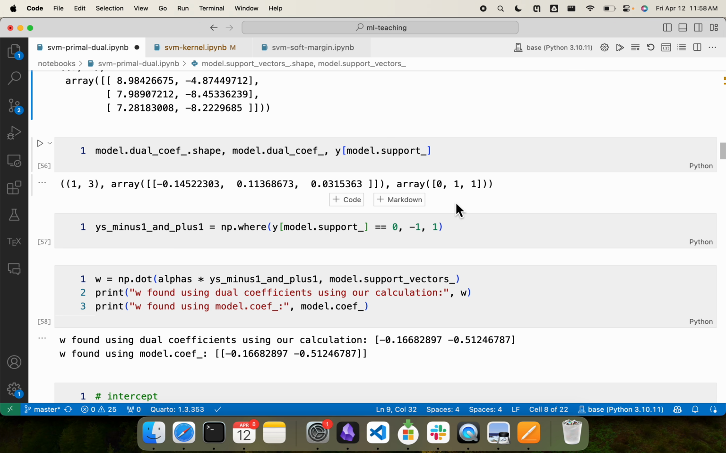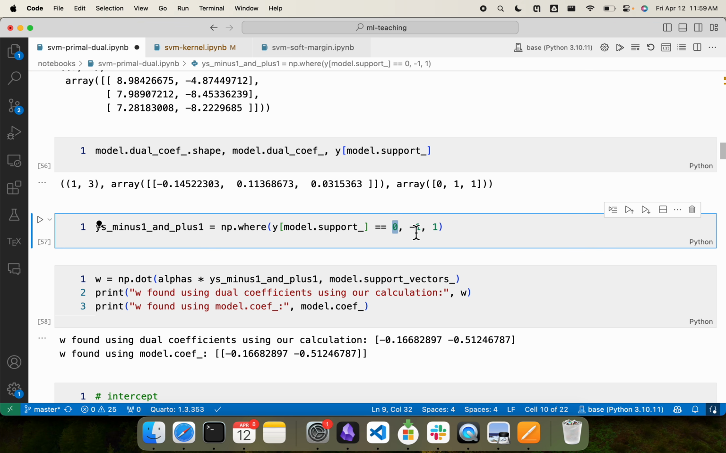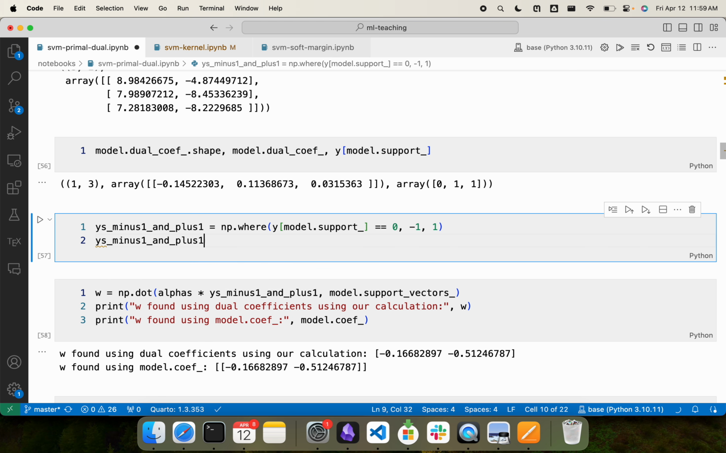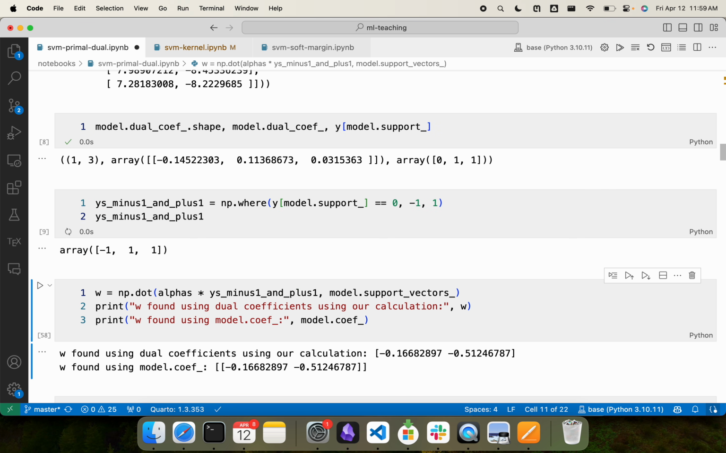These are the labels corresponding to the support vectors, but then I need to remap 0 to -1. So I've done this. I've called this variable y -1 and +1, and wherever I have a 0, I'm replacing it with -1. At this stage, if I print this out, I get -1, 1, 1, which is exactly what we had.